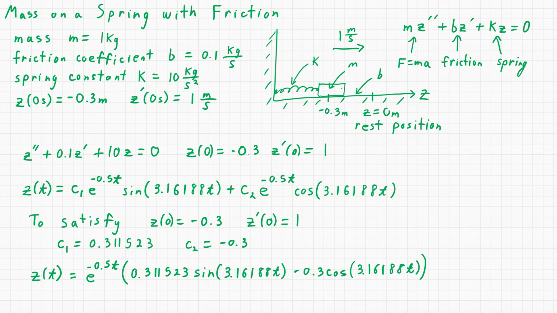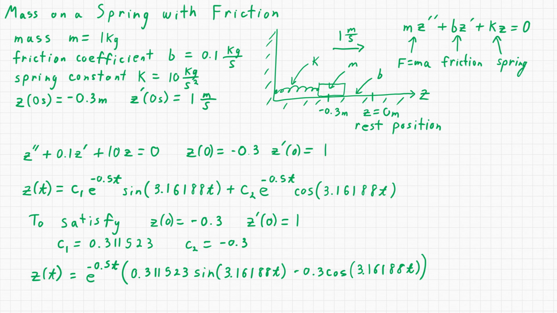And then for the differential equation, if we actually write this out, M is 1, B is 0.1, K is 10. So we end up with this differential equation: 1 times Z double prime, so Z double prime plus 0.1 Z prime plus 10 Z equals 0. And we have these initial conditions. Z at time 0 is equal to negative 0.3, and Z prime at time 0 is equal to positive 1.